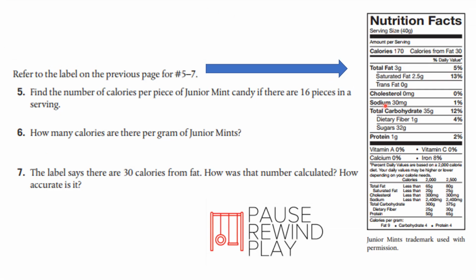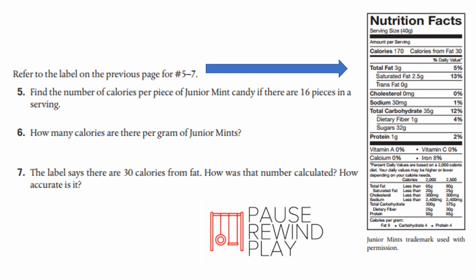So we're going to look at the same package label again, where I'm showing it again. We want to find the number of calories per piece of Junior Mint candy. If there's 16 pieces here, how many calories are there per gram? And there are 30 calories from fat. How was that number calculated and how accurate is it? Again, you should pause the video, give this a go, and see how you do.